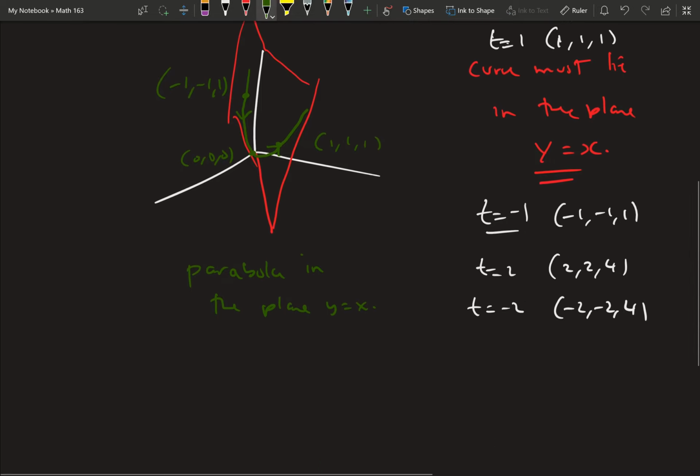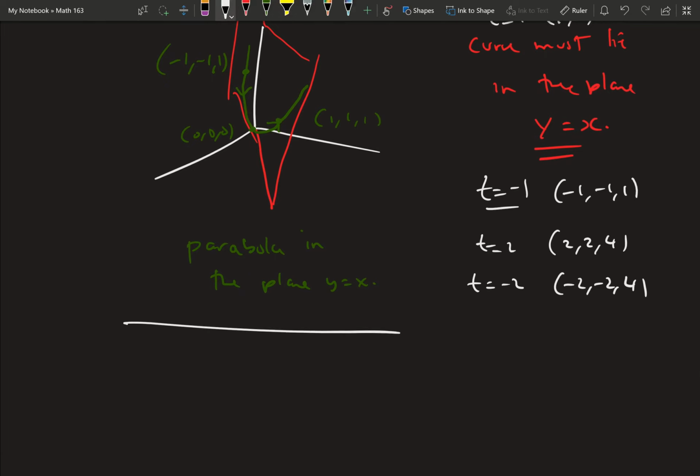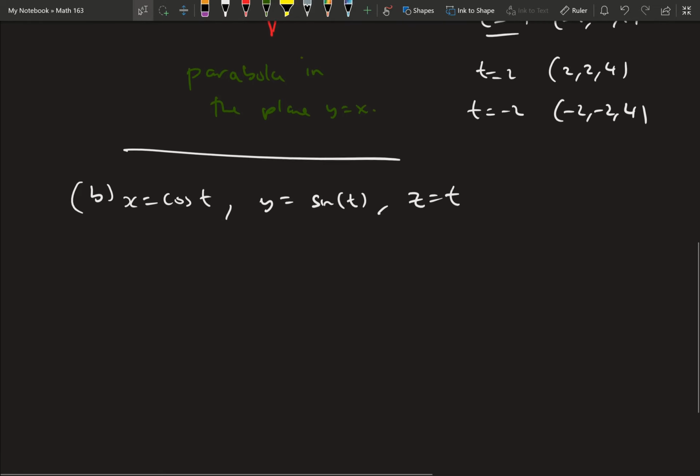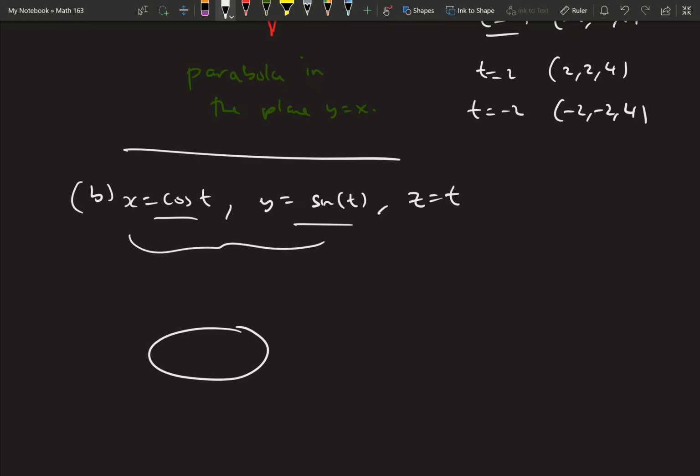For part B, we had cosine of t is x, y was sine of t, and z was just t. So what is happening? Well, we know that if x is cosine and y is sine, if we just restricted our attention to those, then we would just have the circle of radius 1. So this is if we just looked at x and y. And we would be oriented counterclockwise if this was just in the xy plane.